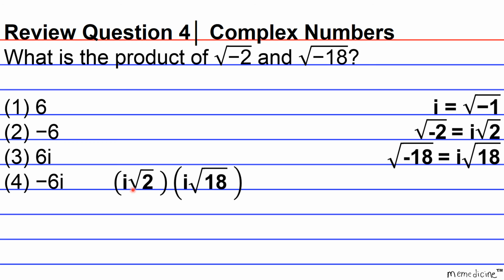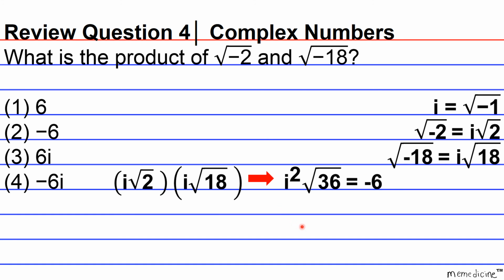So I have i radical 2, or you could have also written this radical 2i, times i radical 18. And so all we have to do is multiply the imaginary terms and the radicands and then simplify. So when we multiply the two i terms, we get i squared, and when we multiply the two radicands, we get 36. And 36 is a perfect square, so we get 6 as our numerical portion.